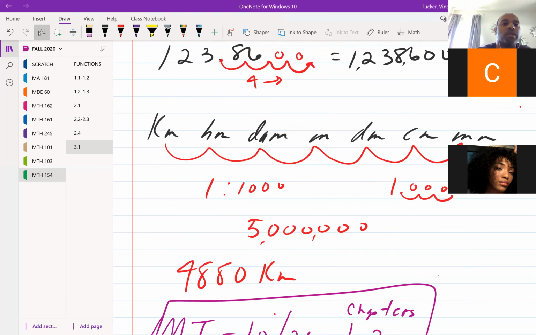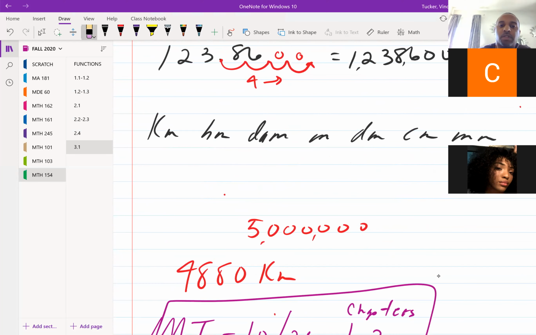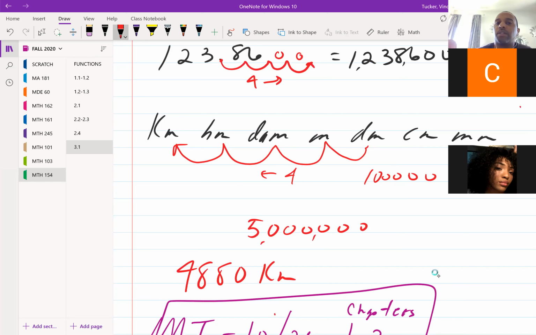Let's do this right here. So we said 1 decimeter, and we're gonna go to kilometers. We got 1, 2, 3, 4 spots. So if we have 10 decimeters, we're talking about 1, 2, 3, 4. So we're just gonna add 4 zeros to that ratio. Let me go back.